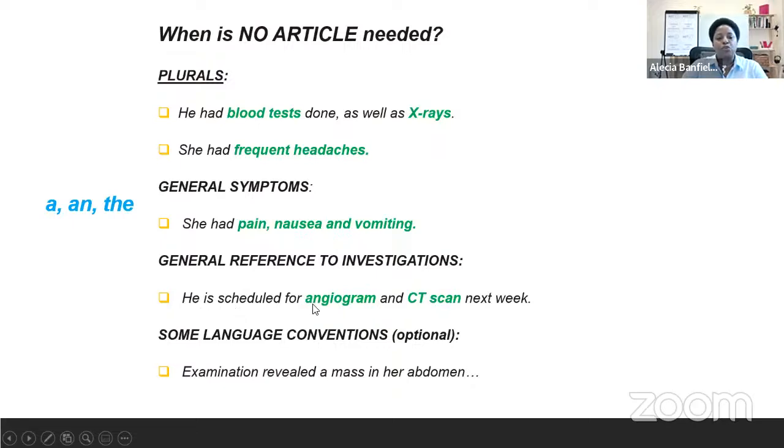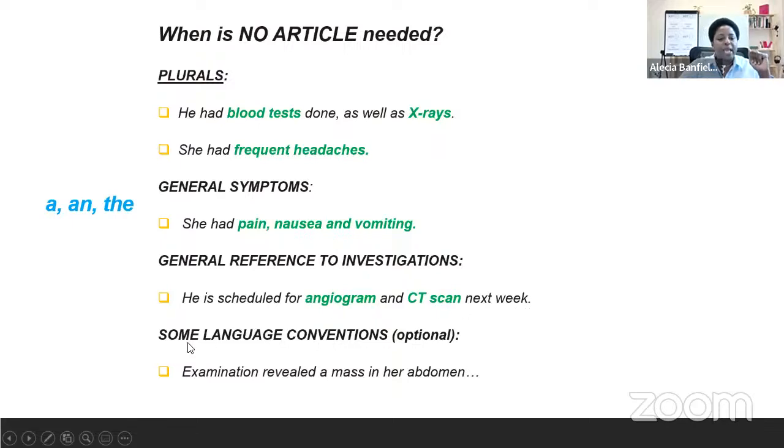So he's scheduled for angiogram, but you can also say, he is scheduled for an angiogram. Or he is scheduled for CT scan. You can also say he is scheduled for a CT scan next week. This is kind of a medical language convention where both are accepted.